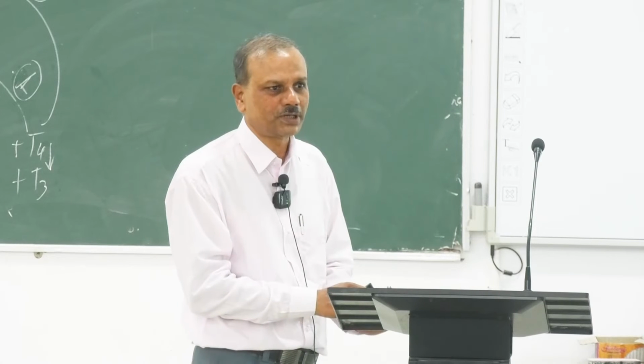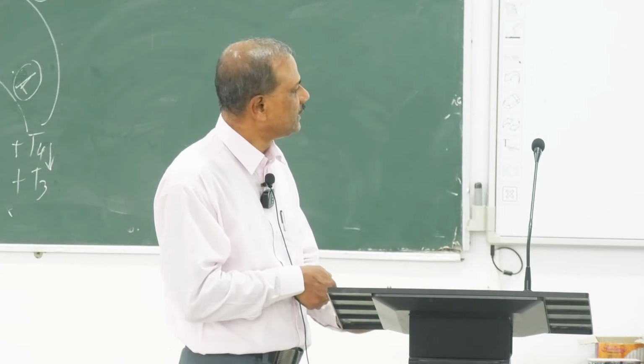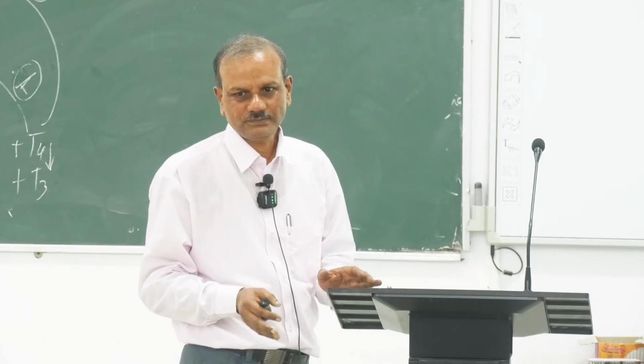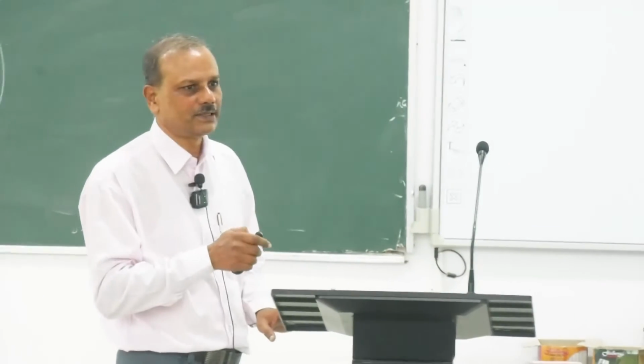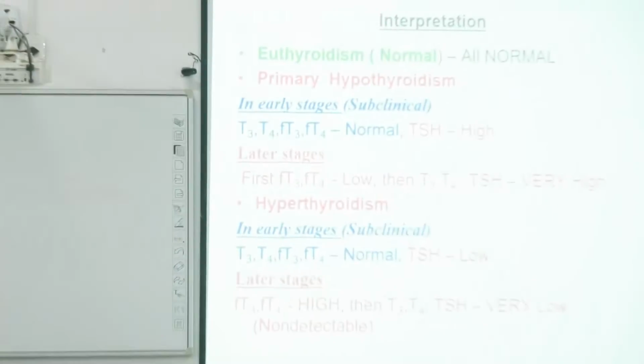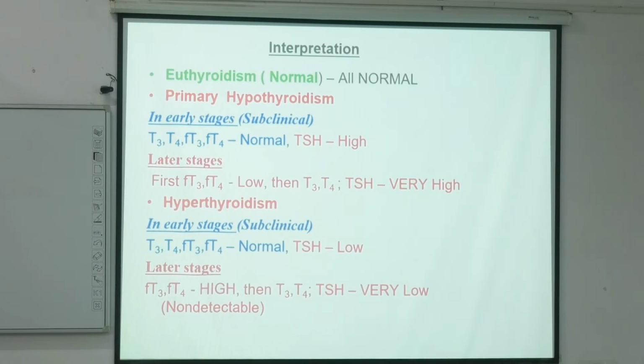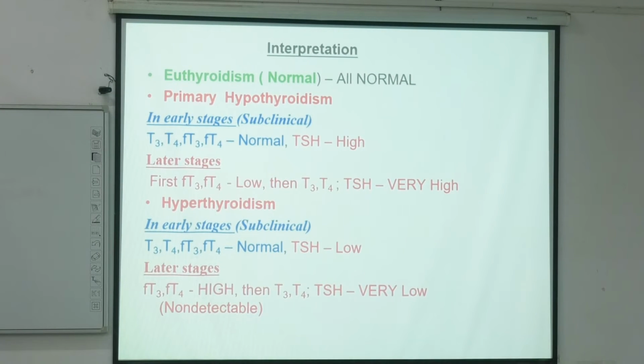Just similar to that, in hyperthyroidism, in the early stage, T3, T4, FT3, FT4 will be normal, but TSH will be low. But again, as the disease progresses, FT3 and FT4 will be high, and then total T3, T4 will be high, and TSH will be very low at this stage, and it will be undetectable.